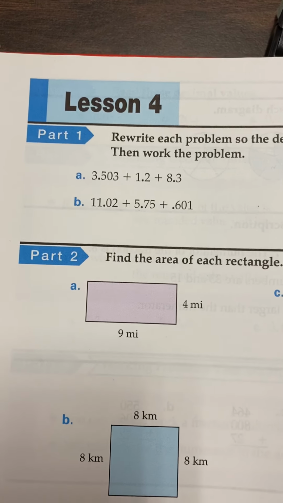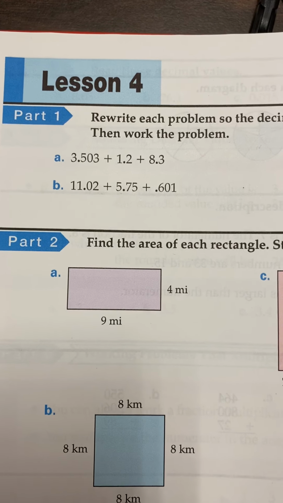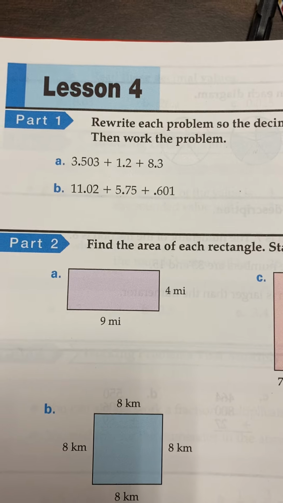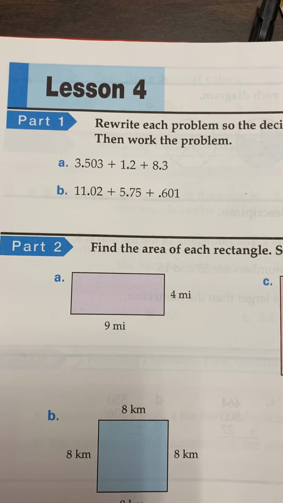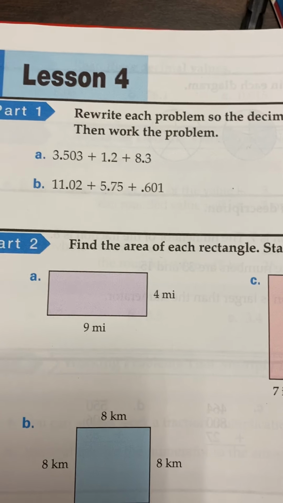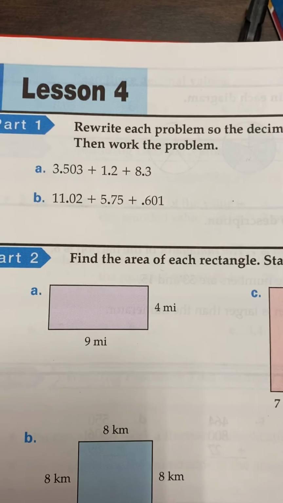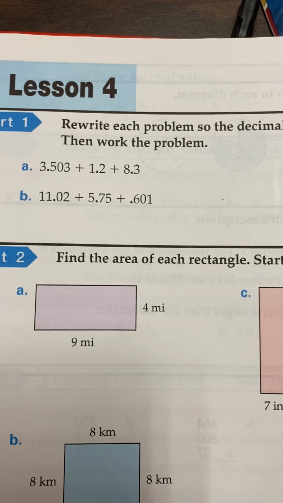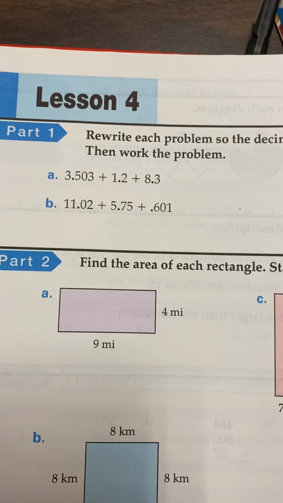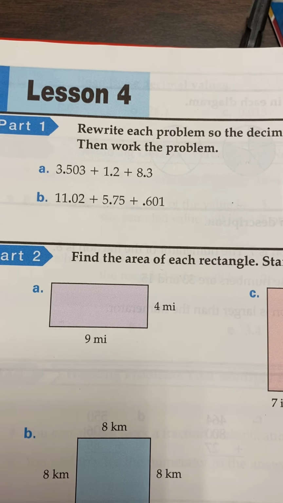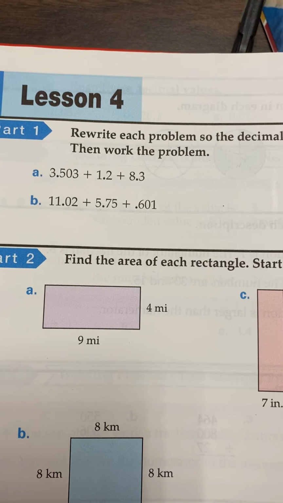Lesson 4, part 1, we start off where we are realigning or lining up our decimals, and we have done this. So we're starting with A, and I'm going to do A for you. In A we have 3.503, or you could say 3 and 503 thousandths.